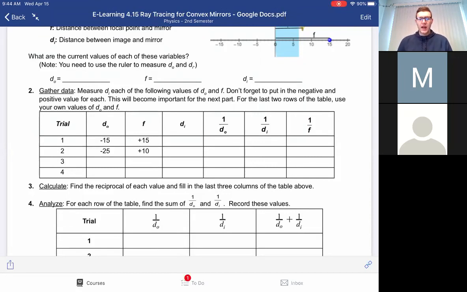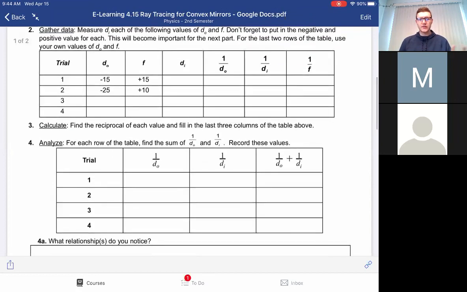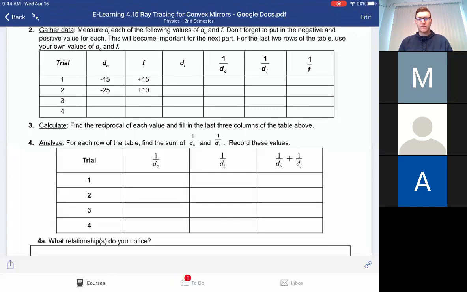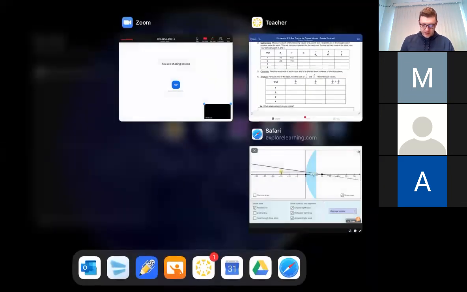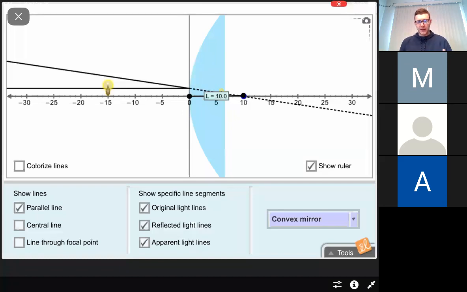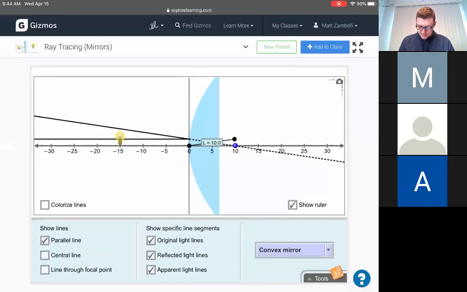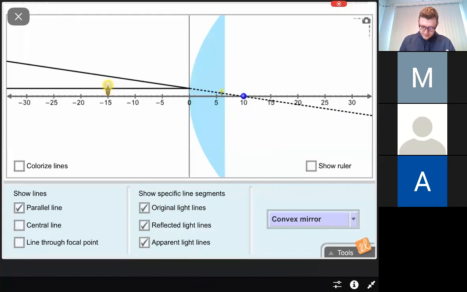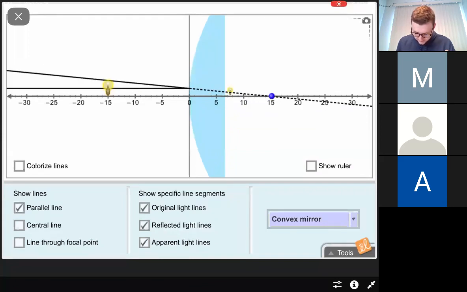Let's do this first one together, okay? It says for trial 1, we're putting our object at negative 15, and we're putting our focal point at positive 15. So our object's already at negative 15. We're going to take that blue dot and move it to positive 15. And then we're going to find that DI.